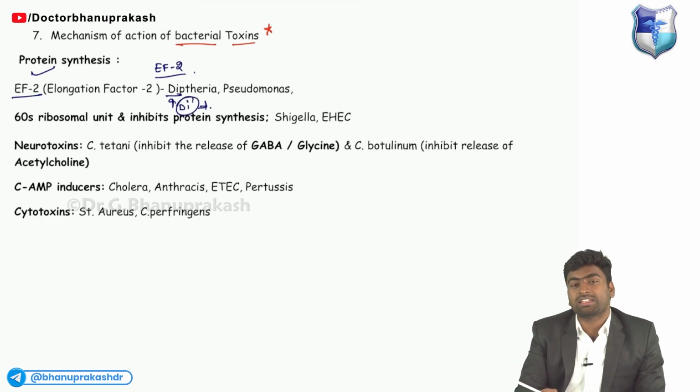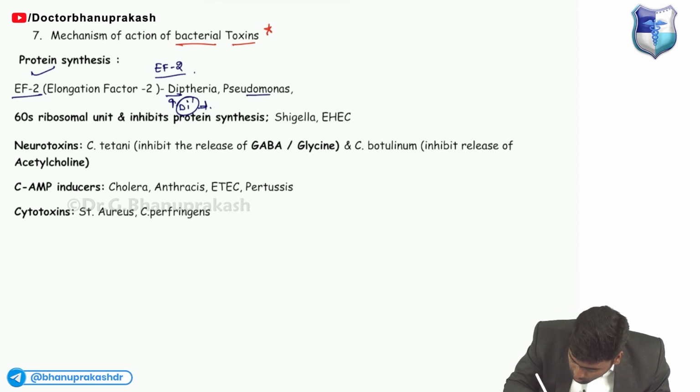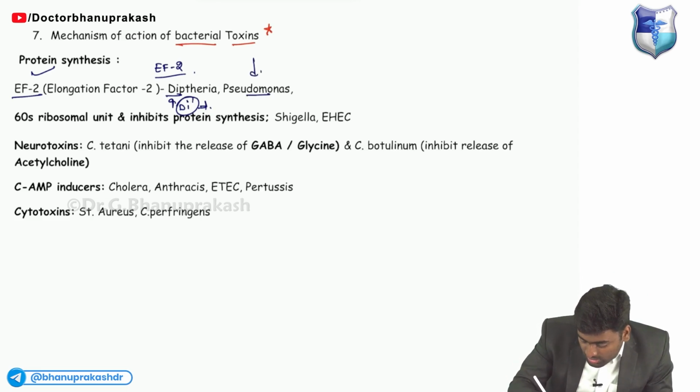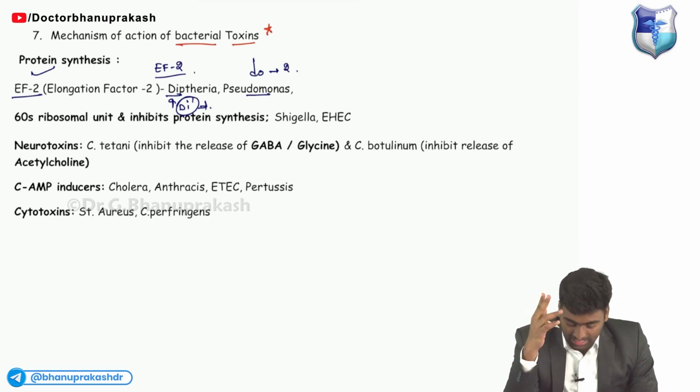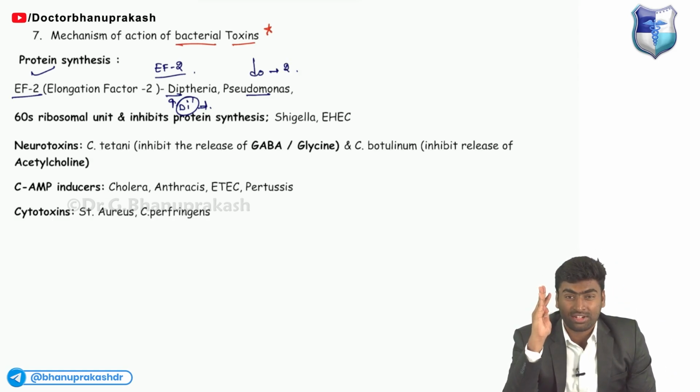So it inhibits elongation factor 2. It's Pseudomonas. So it is Pseudomonas. So there are two, it is 2. So Pseudomonas and diphtheria will inhibit this elongation factor 2.